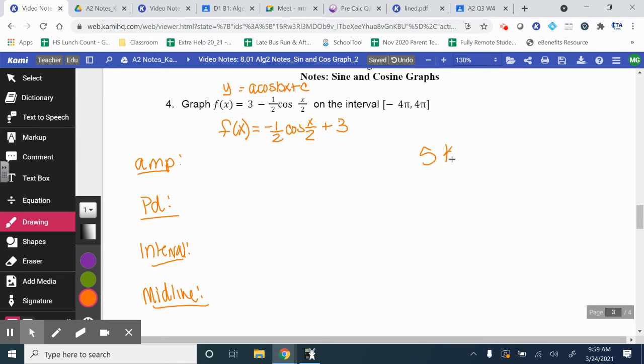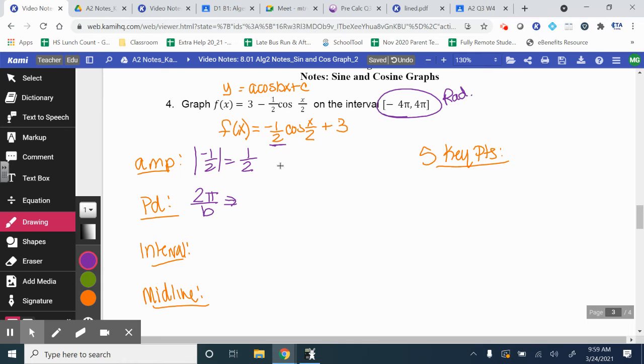And your 5 key points. Okay. So here, your amplitude is the absolute value of your A, so that should have been absolute value of negative 1/2, which is just 1/2. Your period is 2 pi over b. Notice again, you're in radian mode here.